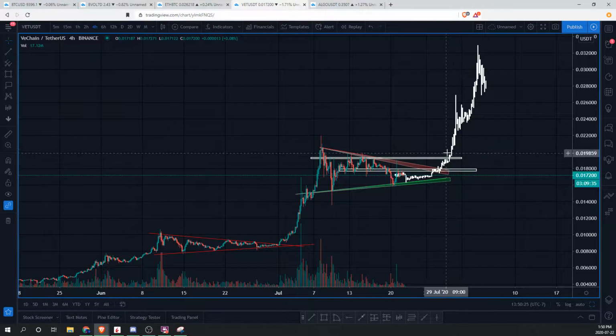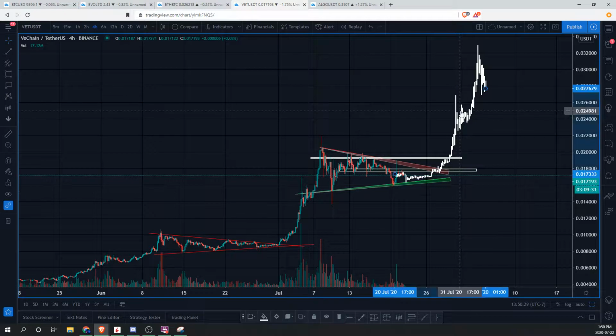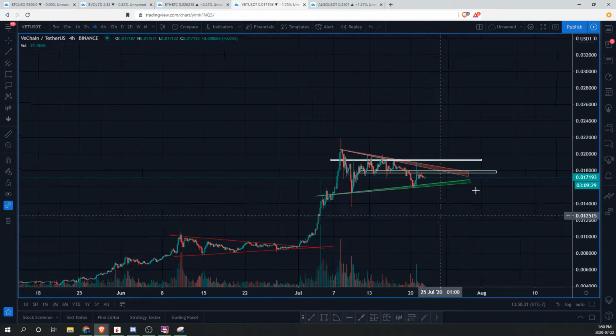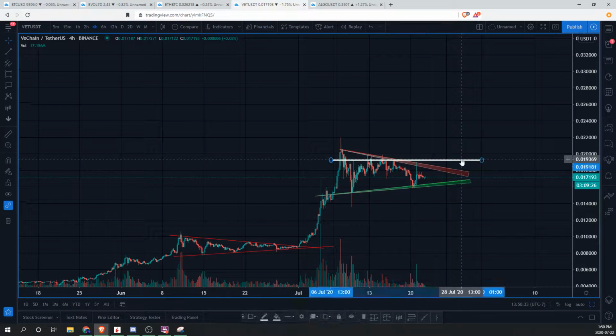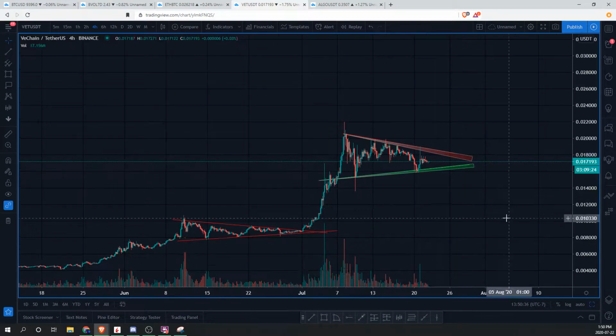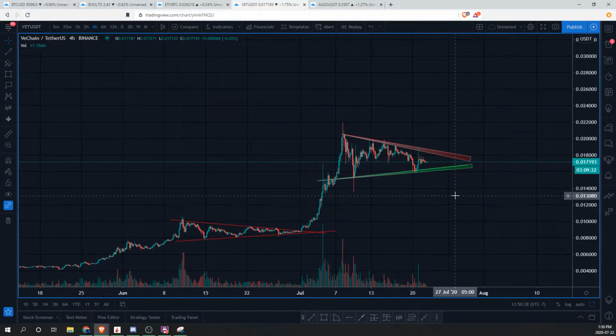And then you would enter right there. You put a stop loss maybe below this low. And that would be the type of trade that you're looking to take, ideally. So that's going to be the first option on VeChain. If something else happens, we'll definitely change our viewpoints.